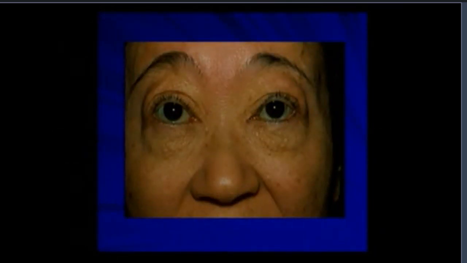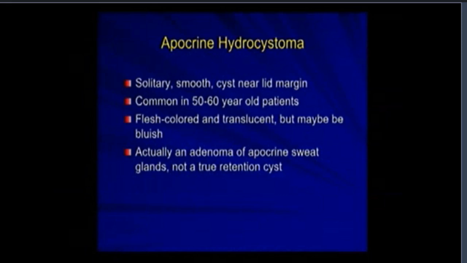It can happen in the elderly, but can happen at any age. It's flesh-colored and translucent, but maybe bluish sometimes. And actually, it's an adenoma of the apocrine sweat gland. It's not a true retention cyst. So it's more of a benign tumor than a simple retention cyst that we can see in the conjunctiva post-operatively.